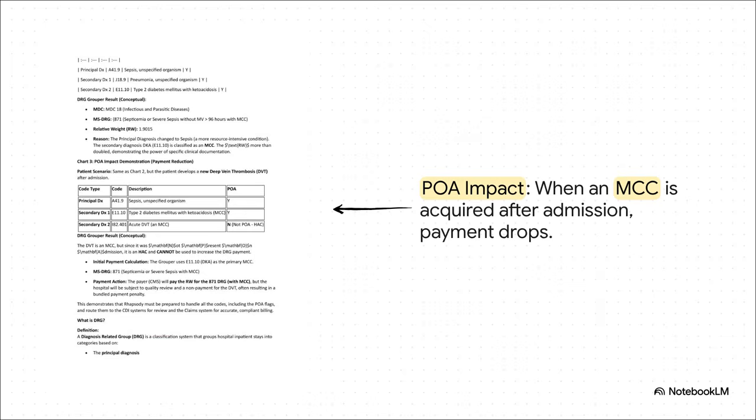But wait, there is a massive catch here. Look at how the present on admission, or POA indicator, completely changes the game. Let's say a patient is admitted and later develops an acute DVT. Now technically that's an MCC.